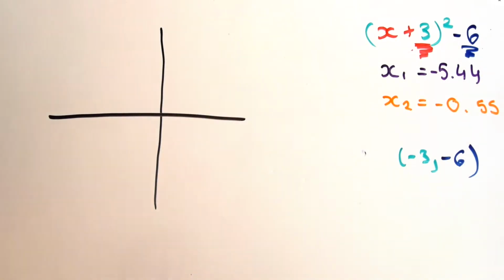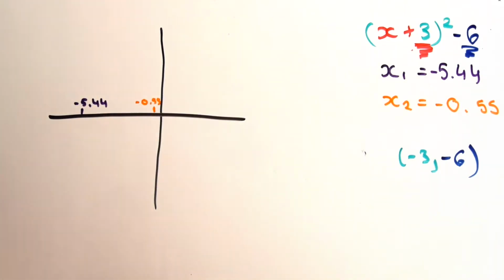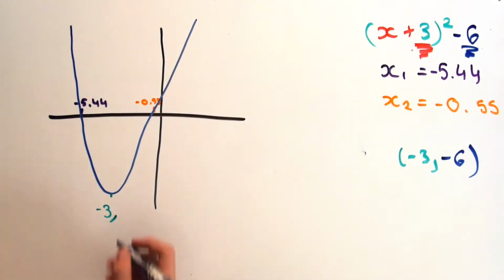Now, we will display this on a graph. We must plot the points minus 0.55 and minus 5.44. Also, we must identify where the turning point is, minus 3, minus 6.